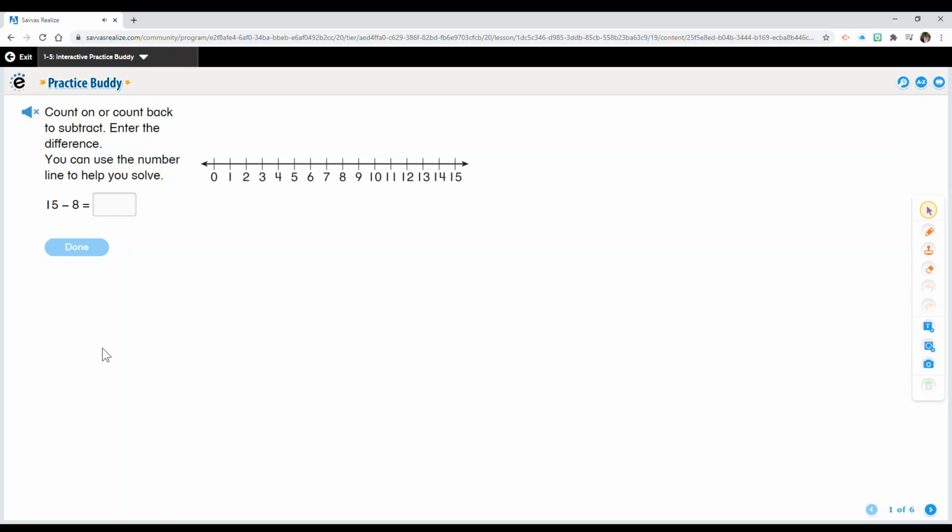Count on or count back to subtract. Enter the difference. You can use the number line to help you solve. Okay, so if we were using the number line to help us solve 15 minus 8, there's two ways you could do it. You could start at 8 and you would count on. So 8, 1, 2, 3, 4, 5, 6, 7. So the difference between 15 and 8 is 7.